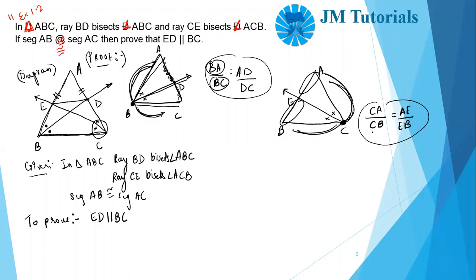Definitely, I'll invert this. You'll come to know why. So I'll write CB upon CA is equal to EB upon AE. I'm just inverting this, and you'll understand why. So what did I use? I used the angle bisector theorem here, and here. I used the angle bisector theorem in both places.